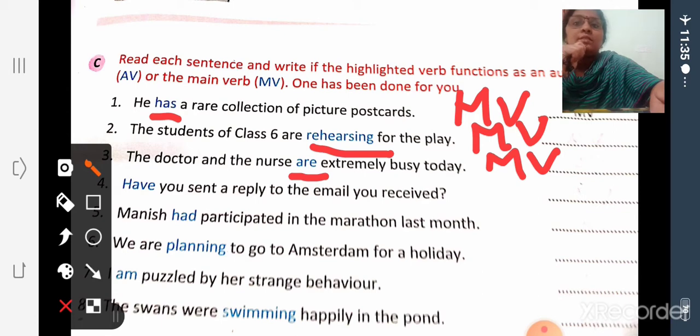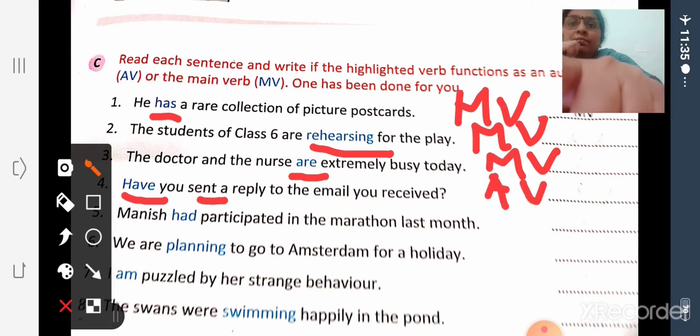Then, have you sent a reply to the email you received? So here have is the highlighted word. Have you sent: the main verb here is sent, so have is the auxiliary verb. Then, Manish had participated in the marathon last month. Here had is the auxiliary verb, because participated is the main verb in the sentence.